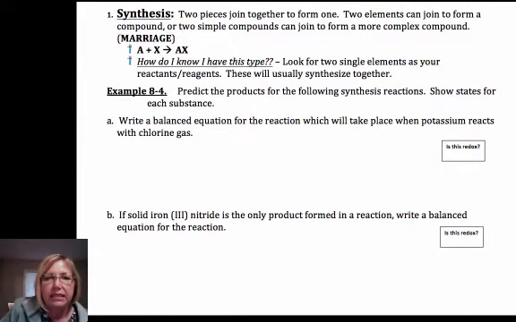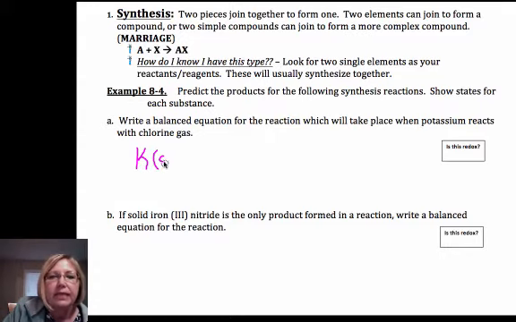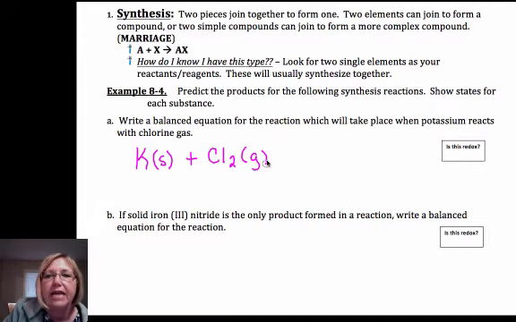Now, remember, a synthesis is like a marriage. We're going to have two reactants. So my two reactants in this case are potassium, a metal that's not mercury, so I know it's a solid, and chlorine, which is diatomic. Okay, so I have chlorine gas.